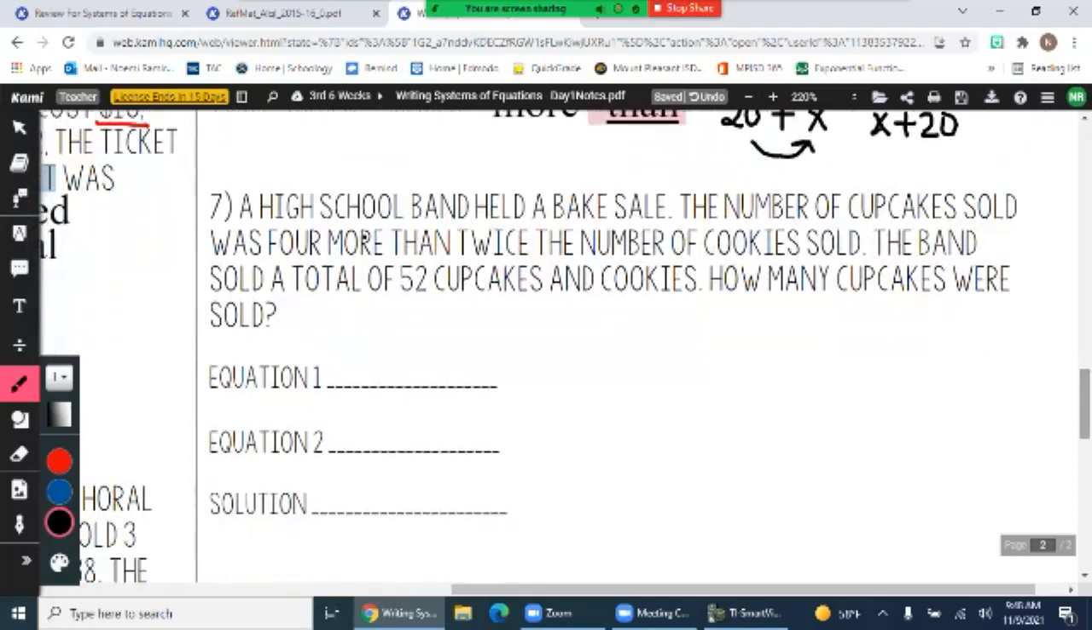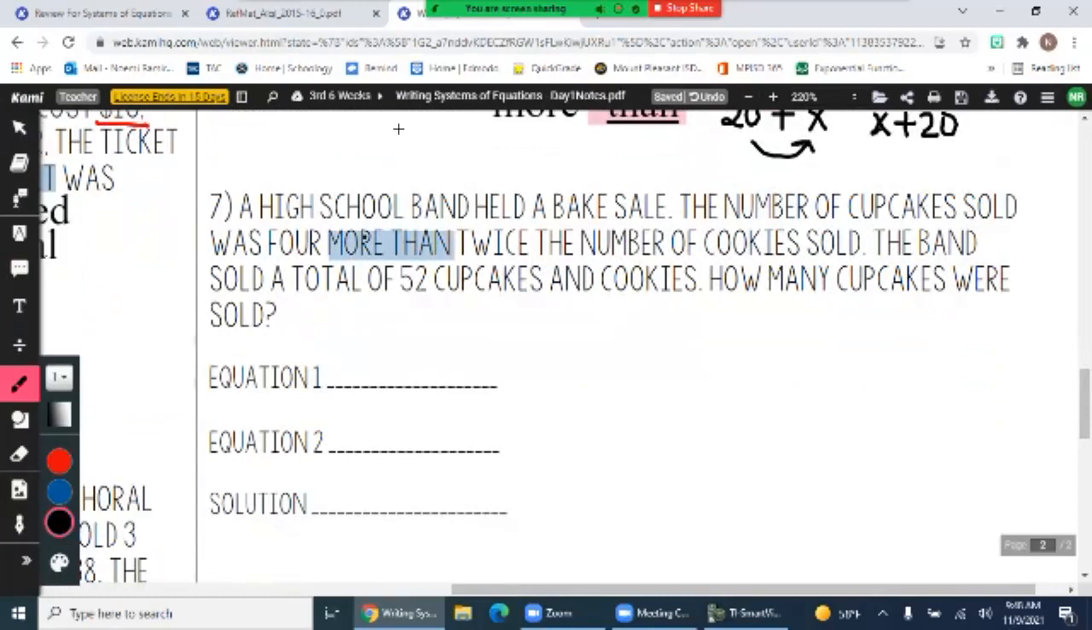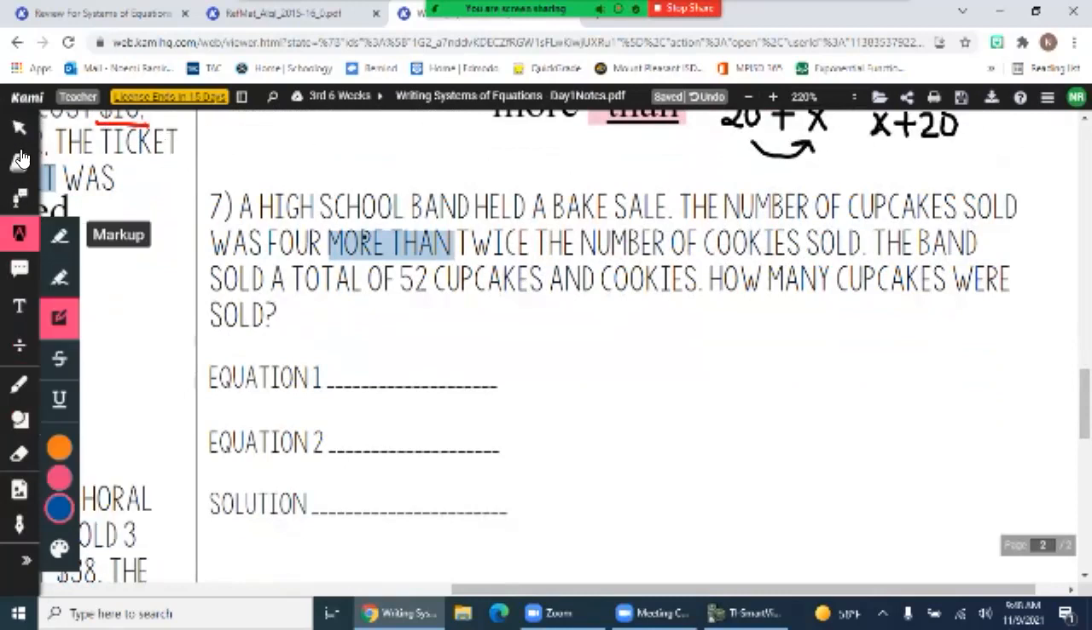So let's look at this last one. A high school band held a bake sale. The number of cupcakes sold was 4 more than, there's that keyword. I'm going to highlight my keywords in blue. More than twice the number of cookies sold. The band sold a total. So I'm going to highlight that. Total of 52 cupcakes and cookies. How many cupcakes were sold?